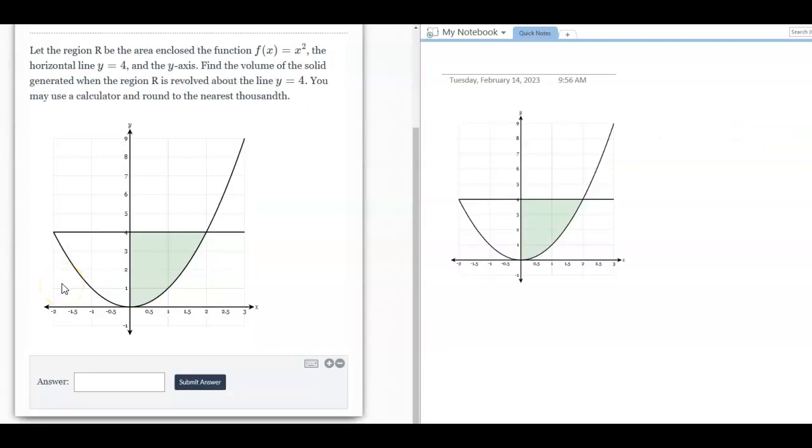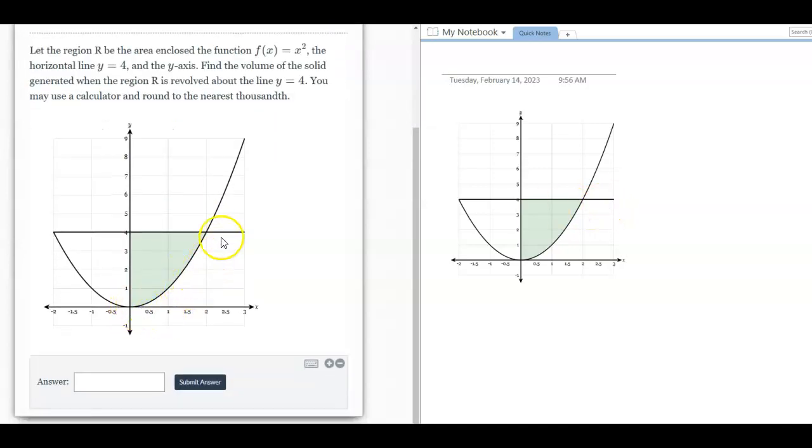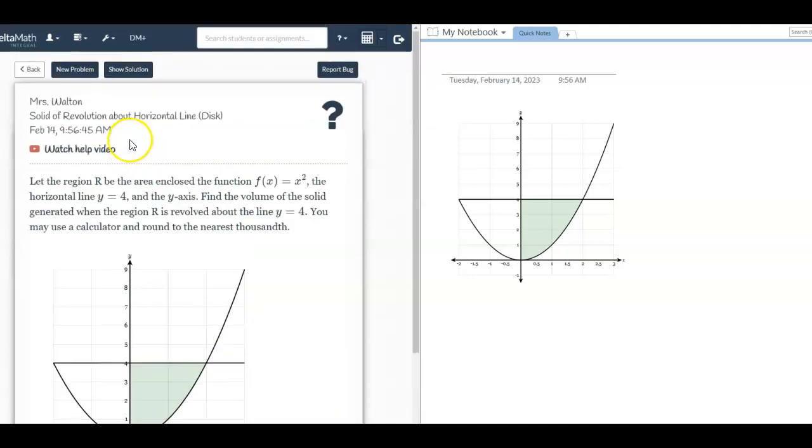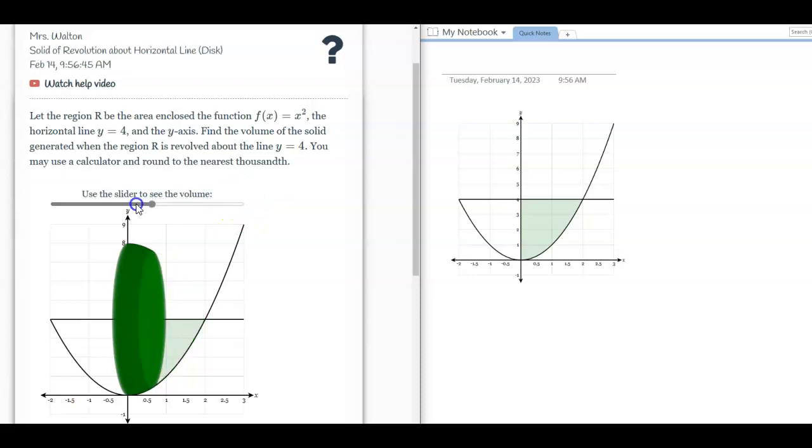All right, now looking at a different type of problem, let's say that we are revolving around something that is above our x-axis. So here we go, we have x squared as our function, our region is right here, and we are revolving around the horizontal line y equals 4. So to get an idea of what this looks like, here is what this figure would look like. Still adding up an infinite number of circles, but our radius is going to be a little bit different here. Now that I have a good visualization, let's set this up.